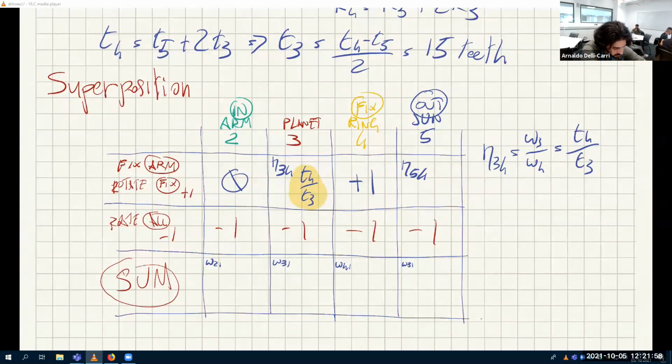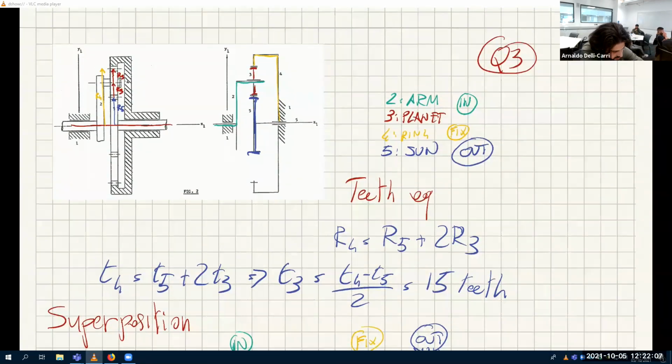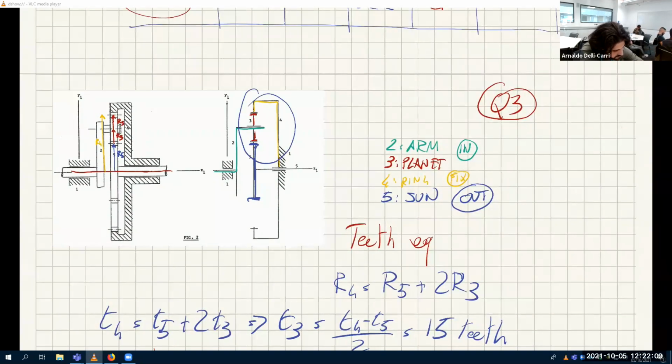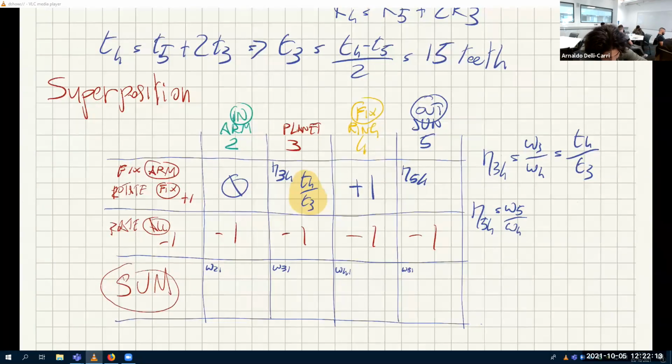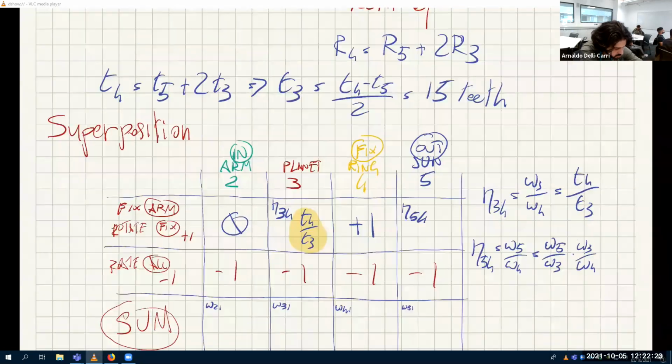Eta 5-4. Do they mesh together? No, they don't. But they do mesh via 3. So I can multiply and divide by 3. And then 5 and 3 mesh together.